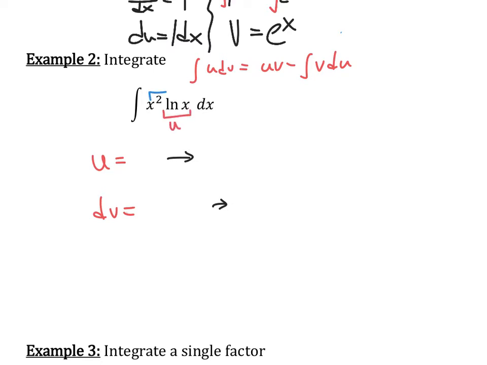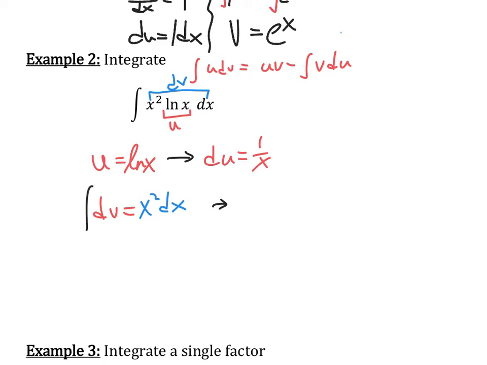And we'll make x squared and dx our dv. So u is natural log of x. All right, you can find that derivative easily. The derivative of that is 1 over x. dv is x squared dx. Got to take that dx with it. And when we integrate this, we get x cubed.